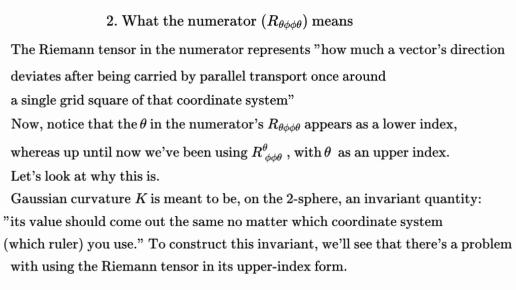Now, notice that the theta in the numerator, R theta phi phi theta, appears as a lower index, whereas up until now we've been using R theta phi phi theta with theta as an upper index. Let's look at why this is. Gaussian curvature K is meant to be, on the two-sphere, an invariant quantity. Its value should come out the same no matter which coordinate system, which ruler, you use. To construct this invariant, we'll see that there's a problem with using the Riemann tensor in its upper index form.